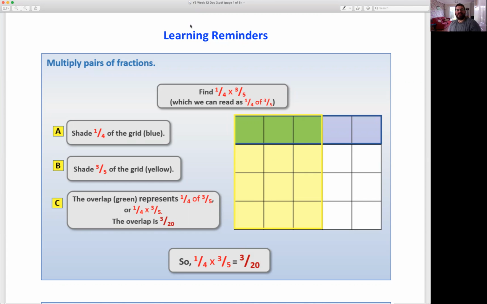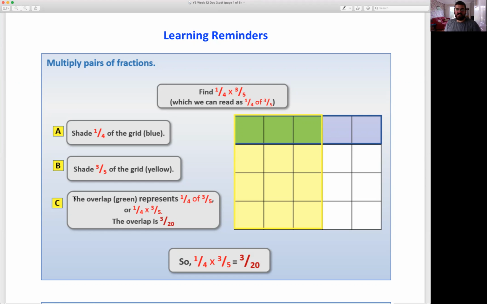Today, we're still working with fractions, but we're doing something a little bit different. We're going to be multiplying some fractions. And the key thing is, there's a really easy trick later on, but actually it's good to get a good understanding of what's happening when we're multiplying these fractions.